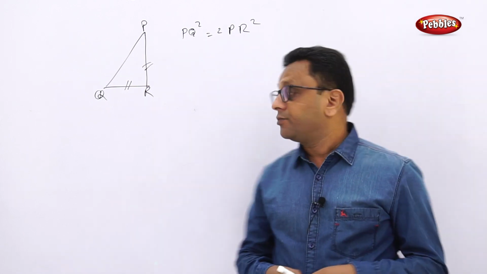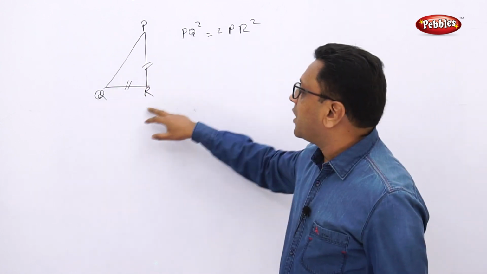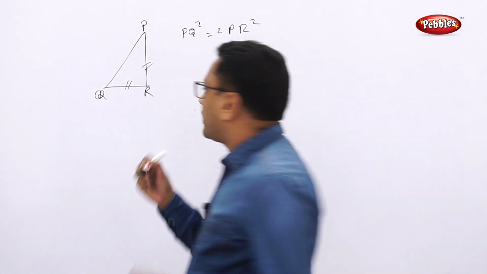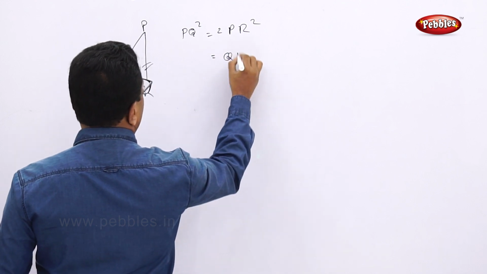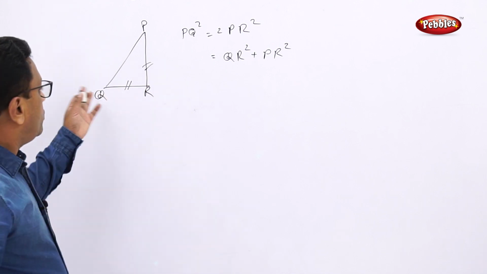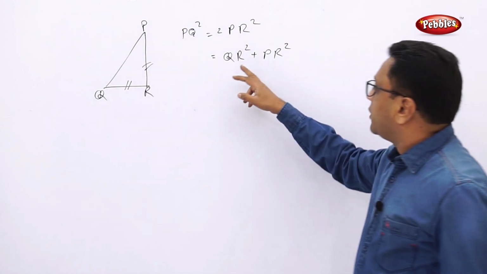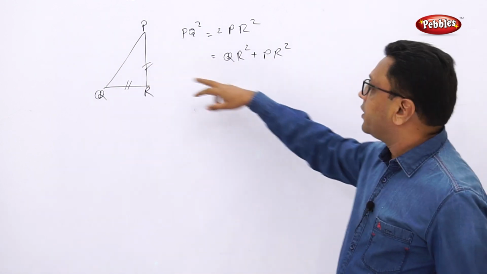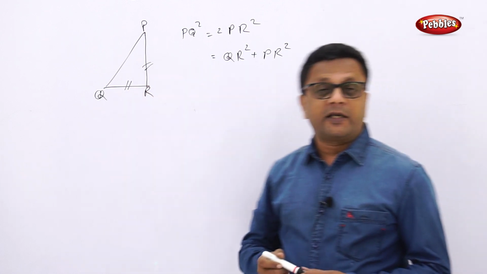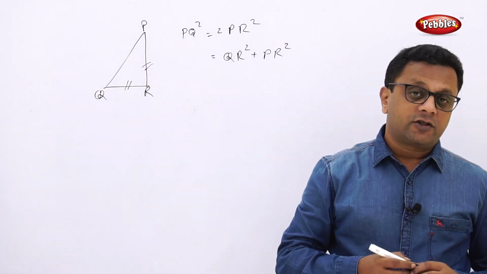Again one meaningless problem. Now this is very simple. Since QR and PR are the same, 2PR square I can even write like QR square plus PR square. So PQ is the hypotenuse. Since PQ is the hypotenuse and its square is equal to the addition of the squares of the other sides, by converse of Pythagoras theorem, triangle PQR is a right angle triangle.